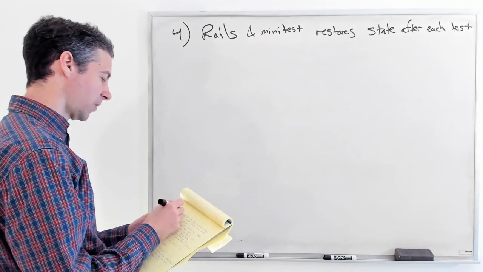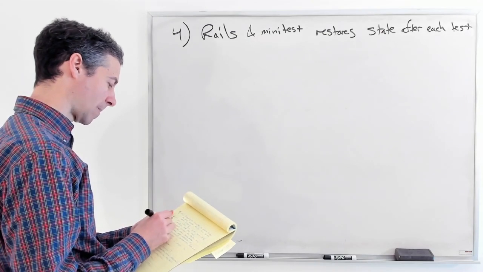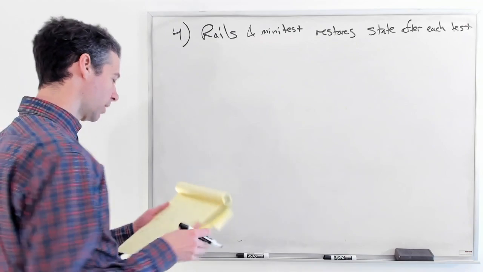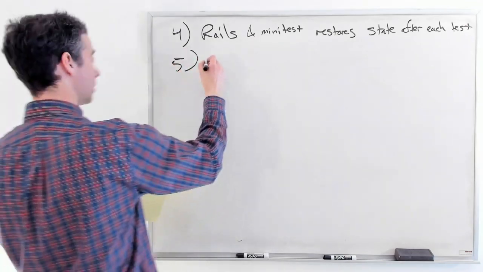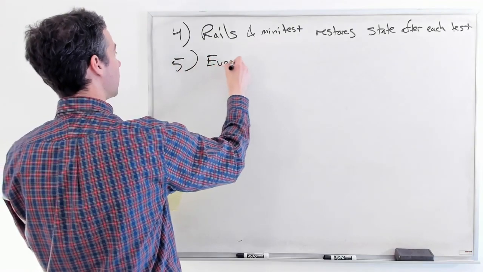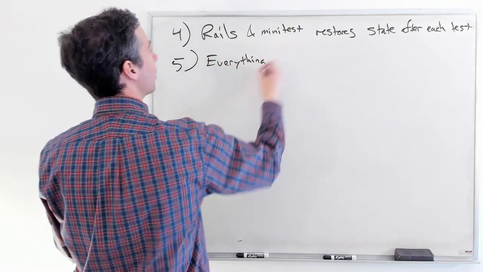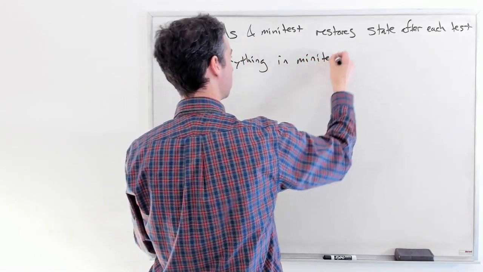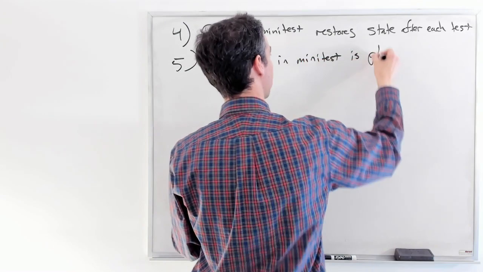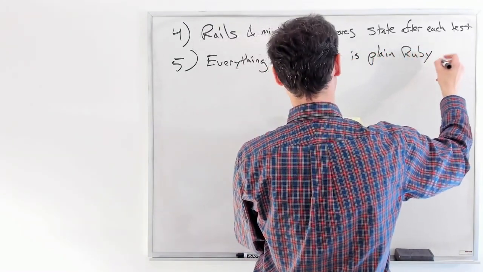Somehow I skipped 5 in my numbering. All right, 5. Everything in Minitest is plain old Ruby. Okay?